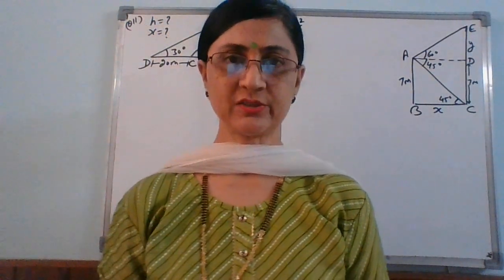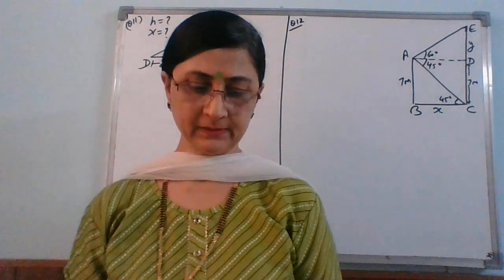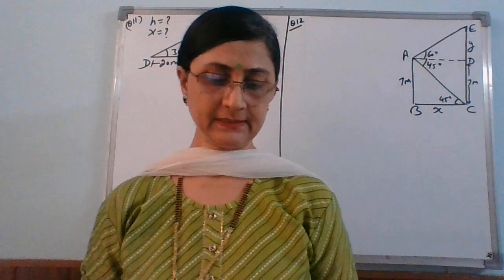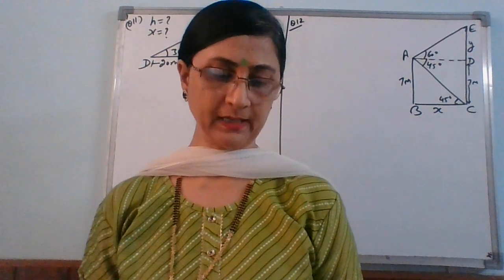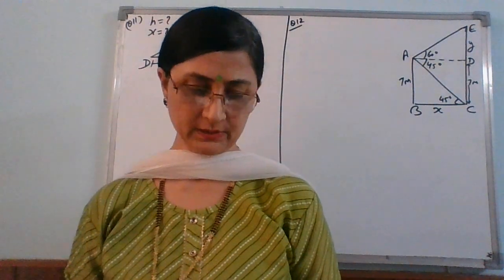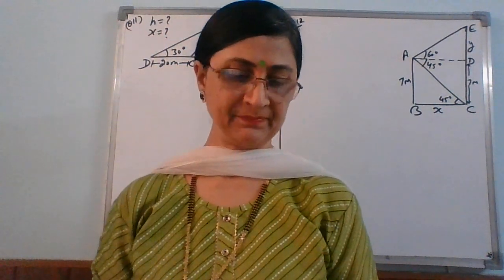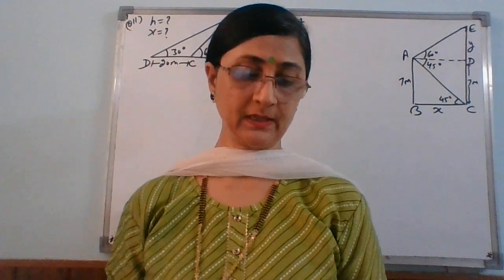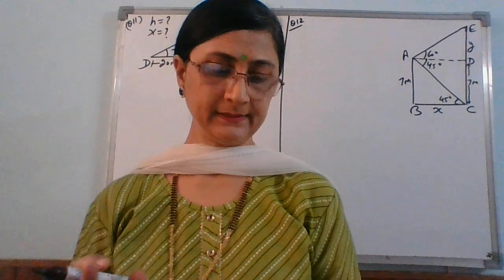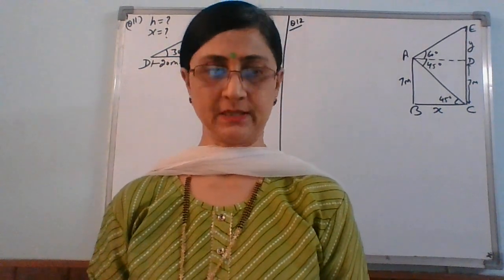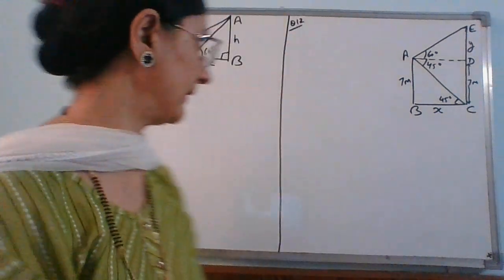Let me read the question. Question number 11th. The figure has been given in the book, right? A TV tower stands vertically on a bank of a canal. From a point on the other bank directly opposite the tower, the angle of elevation of the top of the tower is 60 degree. From another point 20 meter away from this point, on the line joining this point to the foot of the tower, the angle of elevation of the top of the tower is 30 degree. Find the height of the tower and the width of the canal, right?